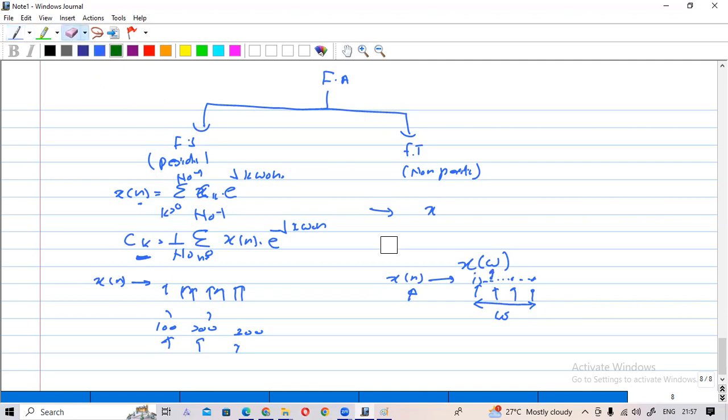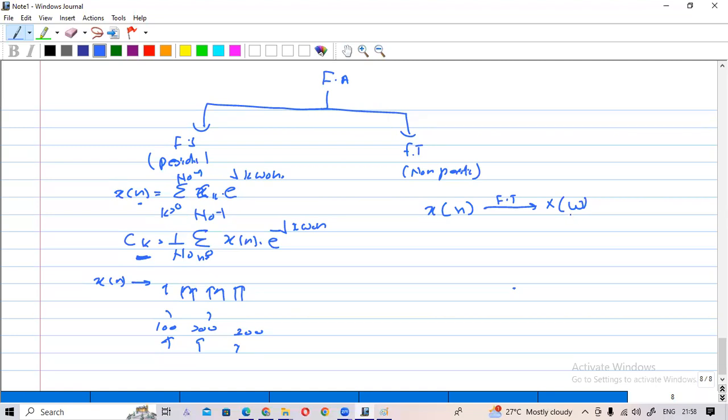Okay, so that is the idea. If you have any discrete time signal and you get the Fourier transform, it becomes a function of omega. It is represented as the Fourier transform of x[n]. Once you get the Fourier transform, this n becomes omega, which is a frequency. So this is the time domain, and then you convert it to the frequency domain.